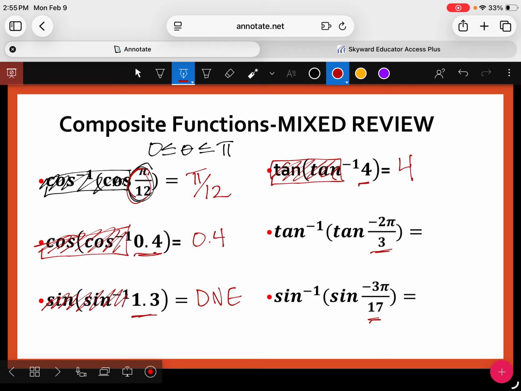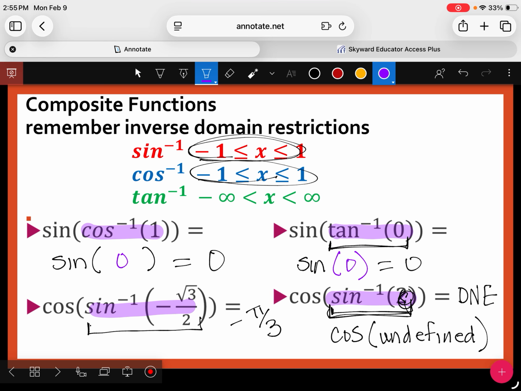So we are checking to make sure that this answer right here, this number, because it's the same, falls within the range. Let me go back again. This is what I mean here. It has to fall between these different restrictions.